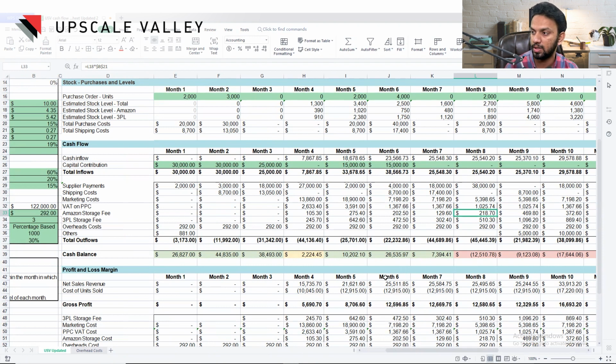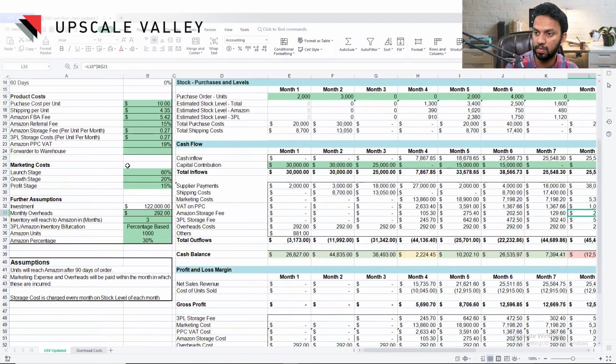You can always adjust it by selecting the percentage, by playing with the percentage here, the growth, the profit, and the launch. Let's say you are assuming that your growth will end in the third month, and from the fourth month you should aim for the 15% TACoS. Then you can put the profit stage here instead of the marketing cost growth and play with the numbers.